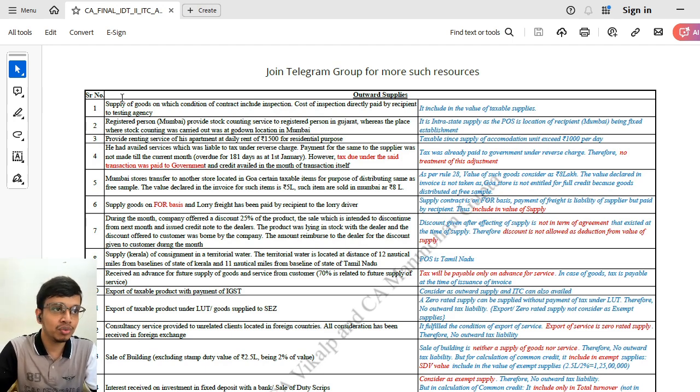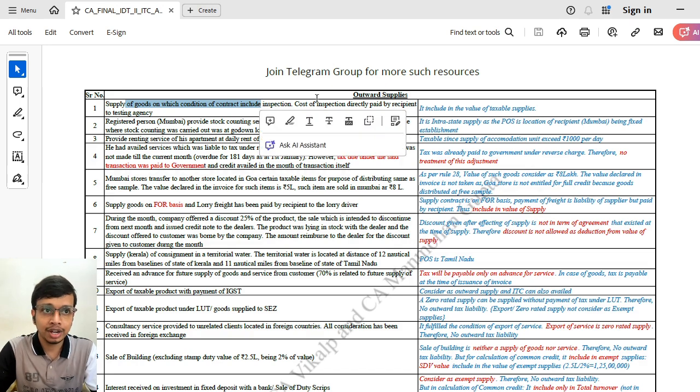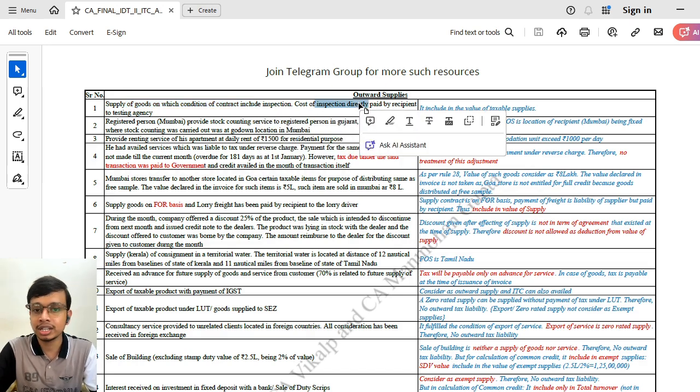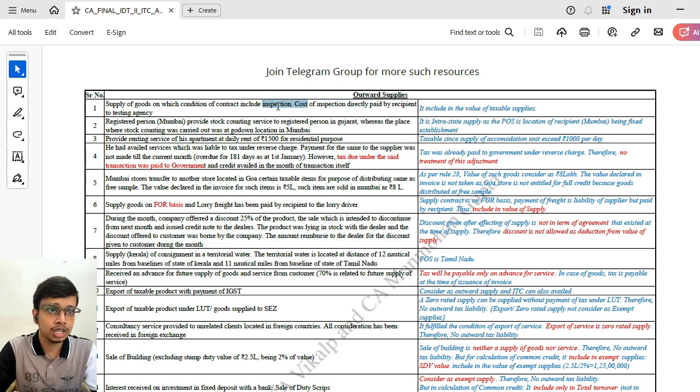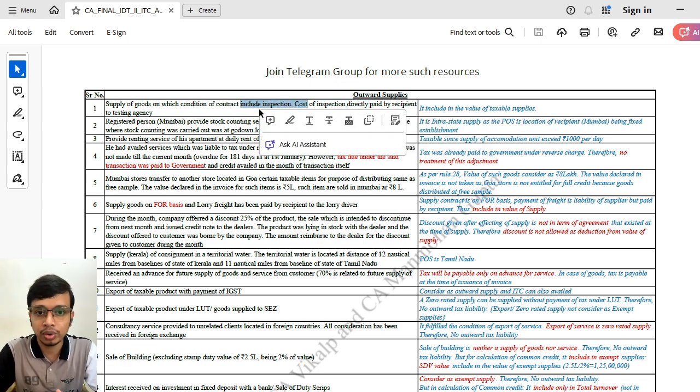First point, supply of goods on which the condition of contract includes inspection, and the cost of inspection is directly paid by the recipient to the testing agency. Cost of inspection is already included in the contract, so it is always included in the value of taxable supply. If anything is included in the contract or is necessary for the supply of goods and services, it is always included in the value of taxable supply, irrespective of the payment made by the recipient or anyone else.